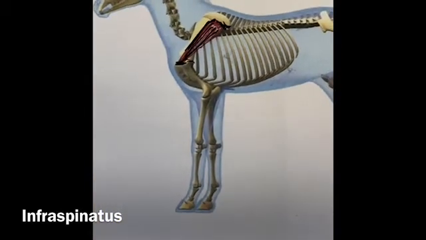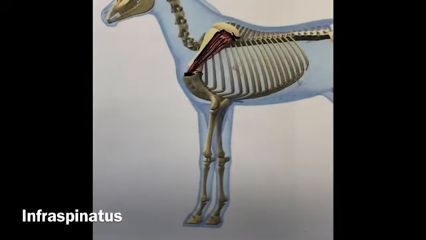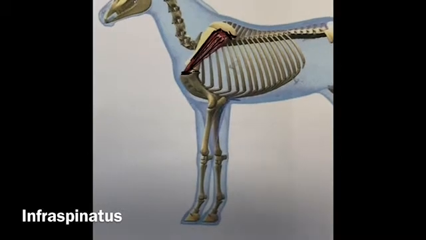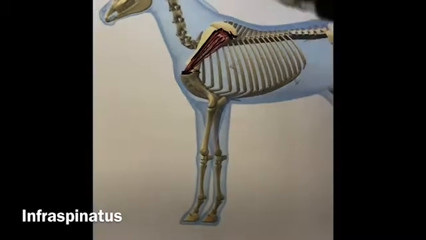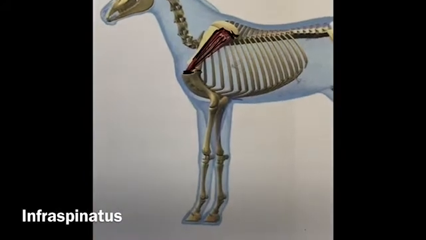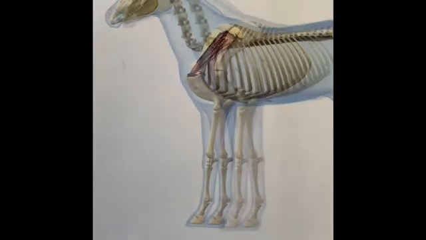And the function is to extend the shoulder and assist in abduction and lateral rotation of the foreleg and stabilize the shoulder. So it has the same role as its counterpart, the supraspinatus. And that is the infraspinatus.